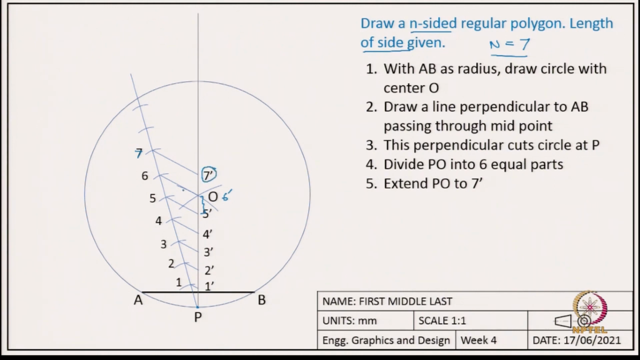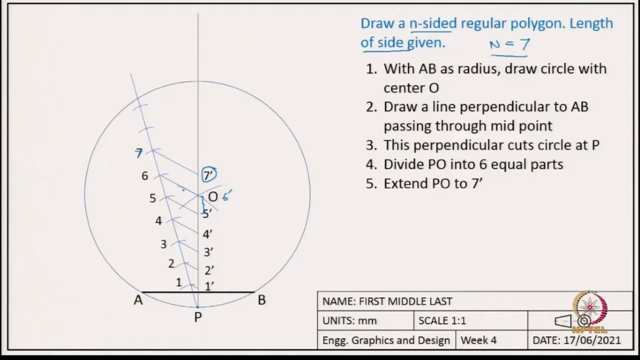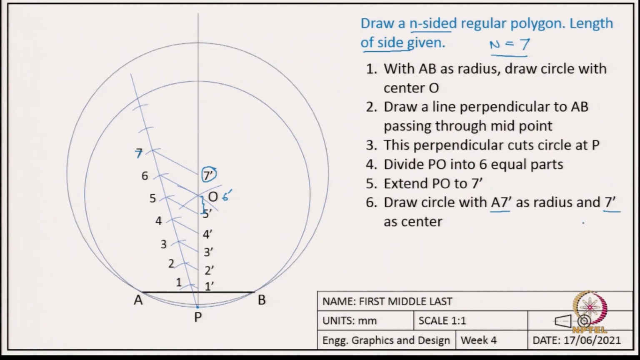Okay. So, what we have now done is we have 7 equal parts of this line 7O. We have extended it by one extra unit to accommodate the 7th part. Okay. Now comes the final 2-3 steps. Now we draw another circle with 7 prime as the center. And what is the radius? The radius is 7 prime to A. So, A7 prime is the radius, and the center is at 7 prime. So, this is the circle which we have drawn in step 6.